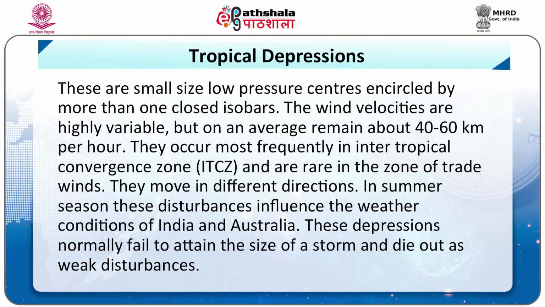Second is tropical depressions. These are small size, low pressure centers encircled by more than one closed isobars. The wind velocities are highly variable, but on an average remain about 40 to 60 km per hour. They occur most frequently in ITCZ, that is Intertropical Convergence Zone, and are rare in the zone of trade winds. They move in different directions. In summer season, these disturbances influence the weather conditions of India and Australia. These depressions normally fail to attain the size of a storm and die out as weak disturbances.